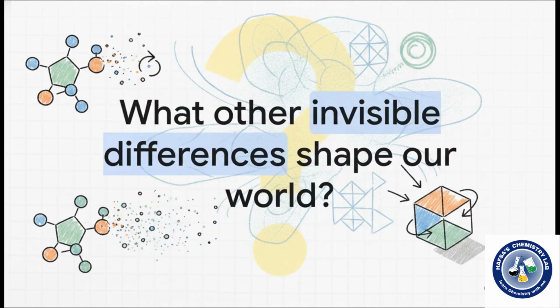It really leaves you wondering, doesn't it? If just flipping a single, invisible atomic group can mean the difference between a miracle drug and a useless powder, what other microscopic, invisible differences are out there, quietly dictating the reality we experience every single day? So next time you look at a simple chemical formula, remember to ask yourself, what is it hiding in the third dimension?